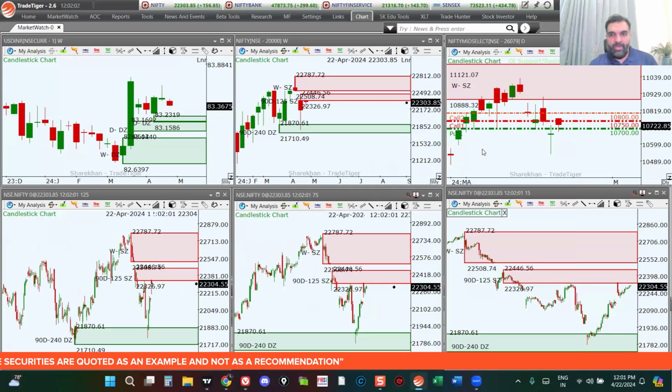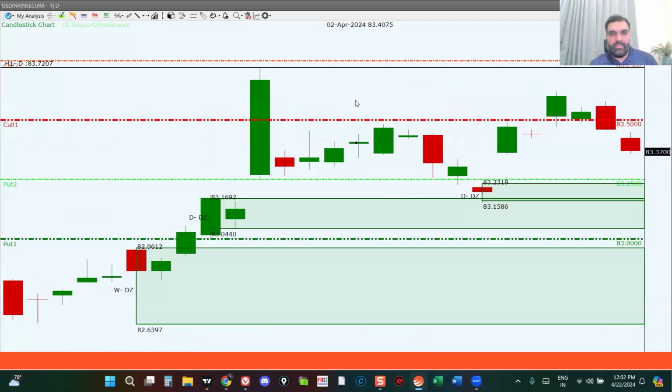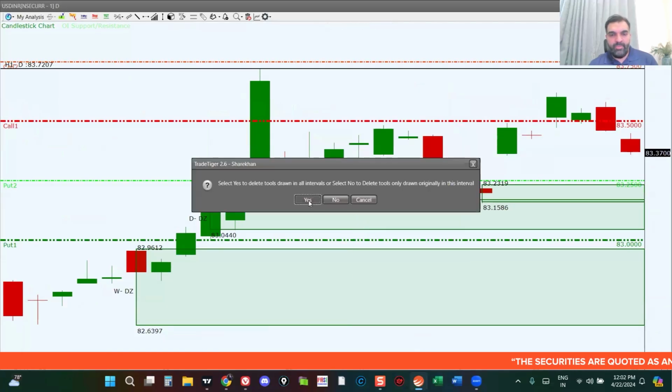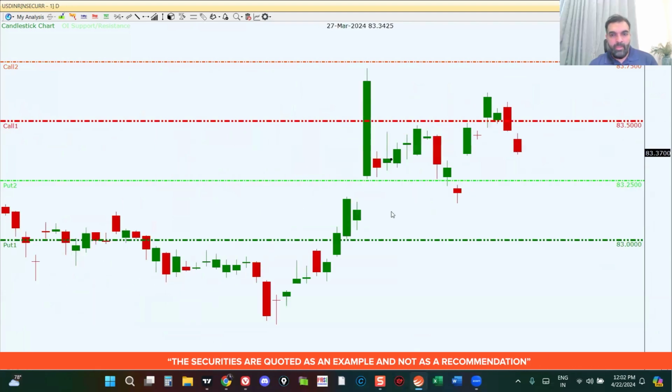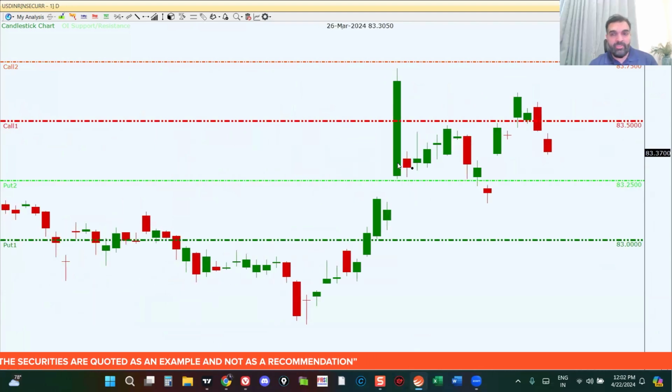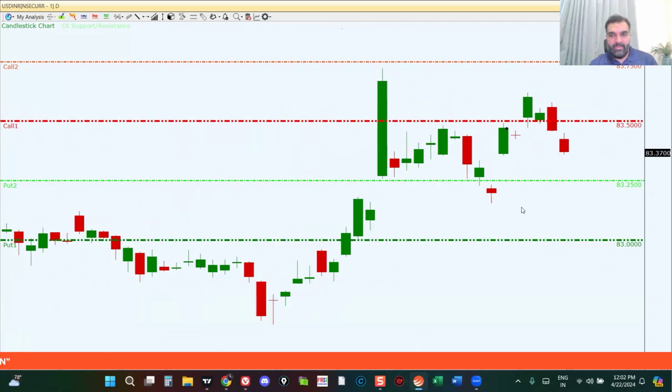On the basis of open interest, let's check the open interest for USD INR. And the beauty of this open interest tool is that it is not only plotted on the indices, it's also plotted on stocks, and it's also plotted on the commodities and the currency pairs. So it's a very nice tool to have.